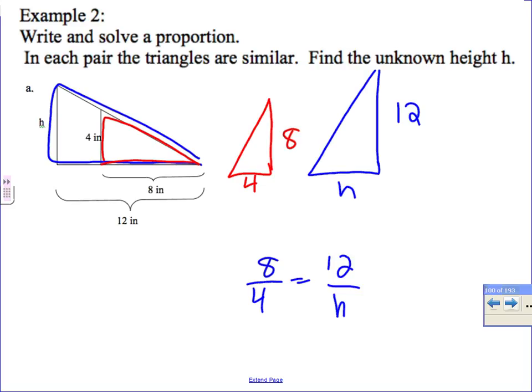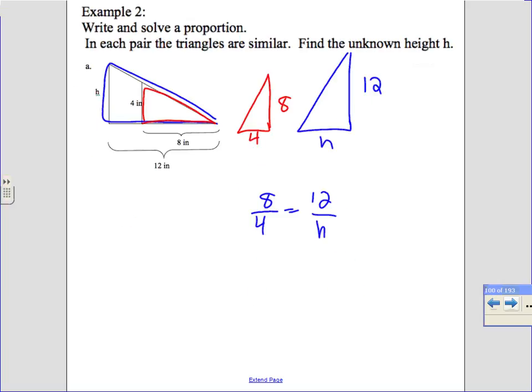Hold on, we don't need to worry about that yet. Okay, stay on task, please. Use cross product and solve. What do we get for H in letter A? Emma? H? Good, 6 inches.